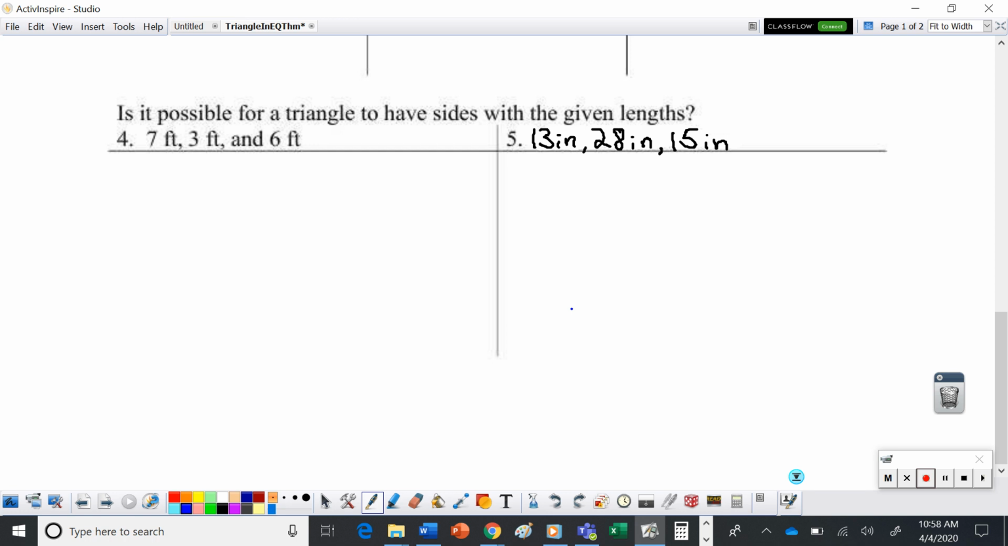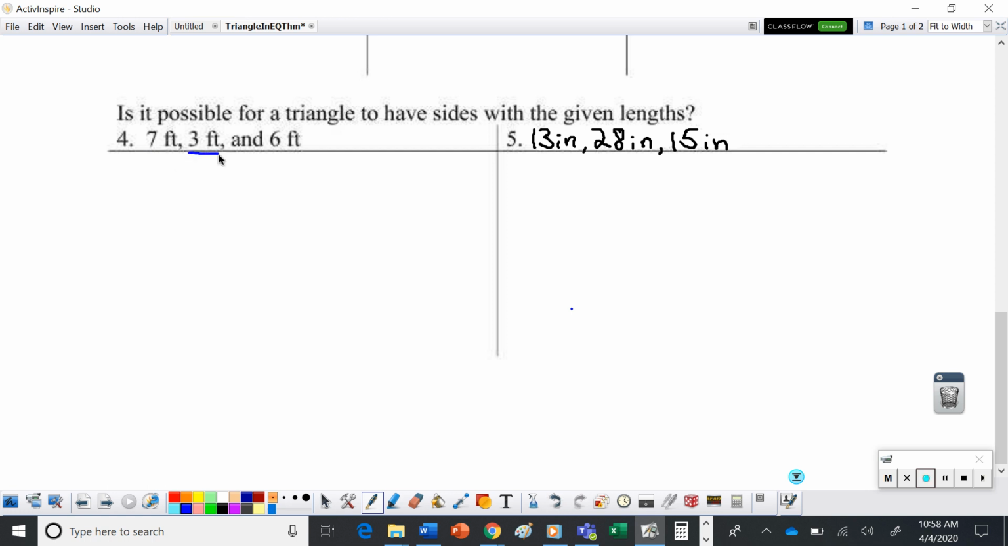So I would have to do 7 and 3. I'd have to do 3 and 6. I'd have to do 6 and 7. And that's a whole lot of extra work that we really don't want to do. So what I always like to do is try to find a shortcut that I can give you guys that'll work every single time. And here it is.